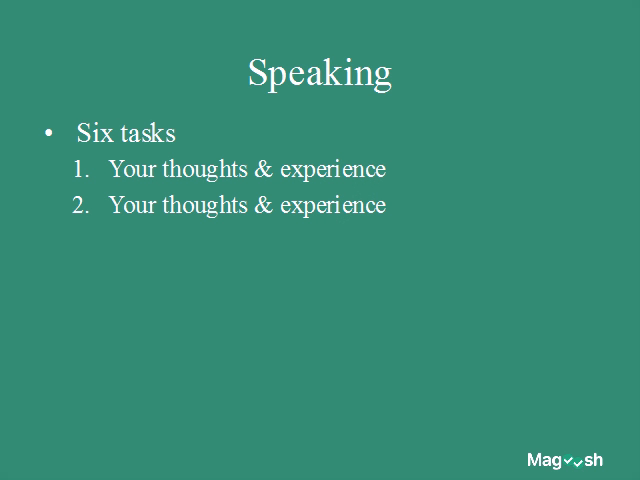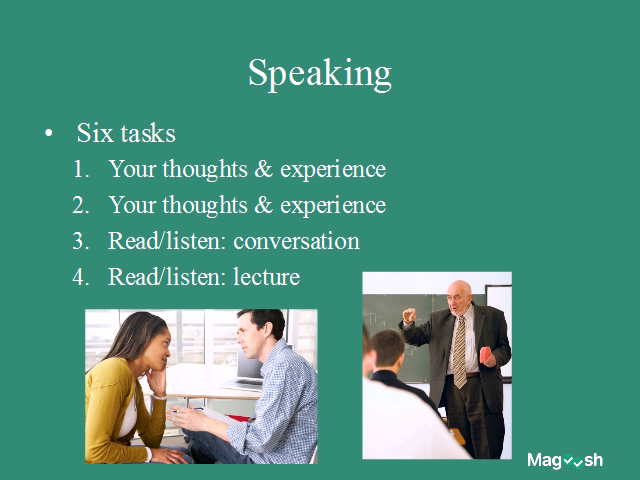The first 2 are just questions about you, about your thoughts, about your experience. So, for example, you might get a question like, name an important person from your childhood and explain why they were important to you. Or you might have to decide between two things. The second task is a decision. Do you like going on vacation in warm places or colder places? Explain why.